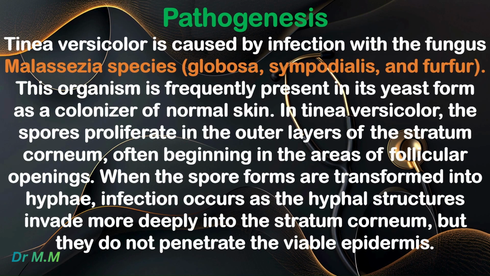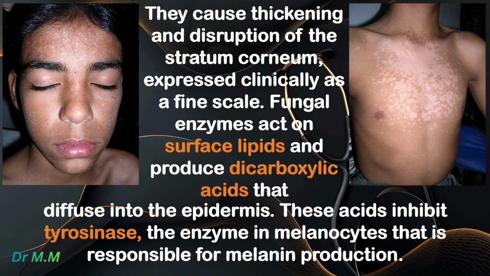Pathogenesis. Tinea versicolor is caused by infection with the fungus Malassezia species: globosa, sympodialis, and furfur. This organism is frequently present in its yeast form as a colonizer of normal skin. In tinea versicolor, the spores proliferate in the outer layers of the stratum corneum, often beginning in the areas of follicular openings. When the spore forms are transformed into hyphae, infection occurs as the hyphal structures invade more deeply into the stratum corneum, but they do not penetrate the viable epidermis. They cause thickening and disruption of the stratum corneum, expressed clinically as a fine scale.